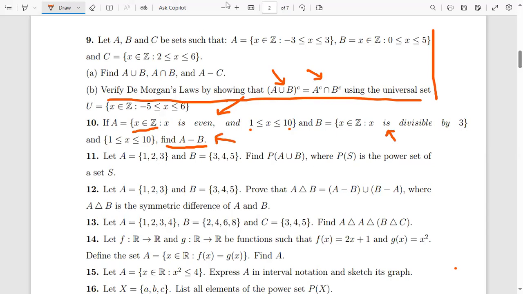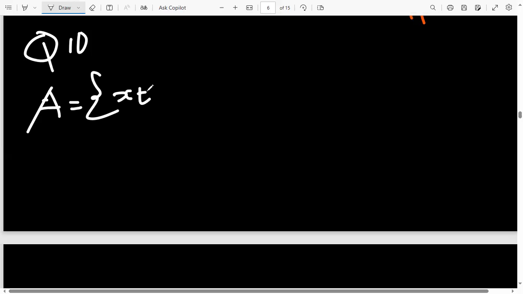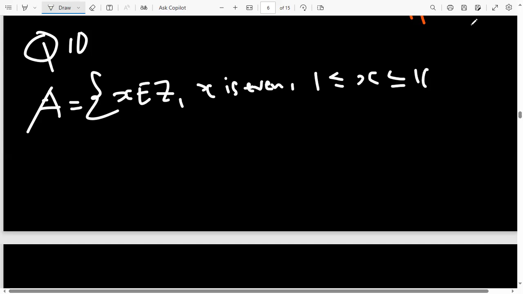Okay, so let's interpret the first one there, which is set A. They're saying x is an integer, and then they're saying x is an even number, so 2, 4, 6, those such numbers, such that x is between 1 and 10. So this is the definition.